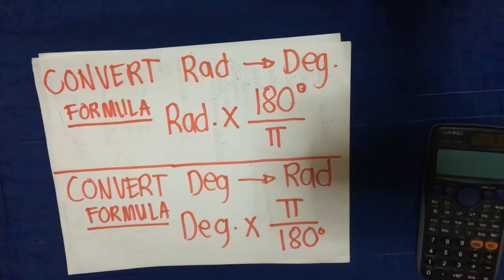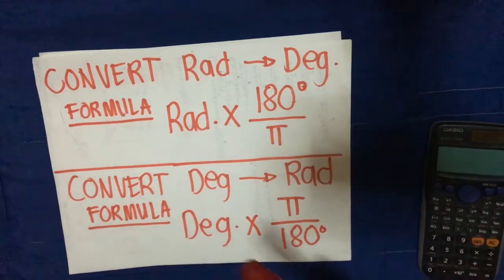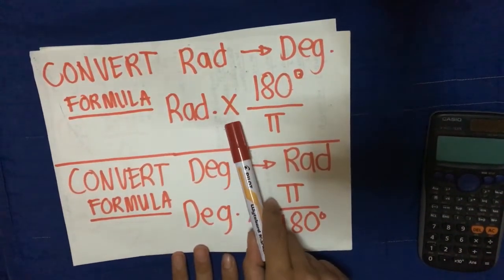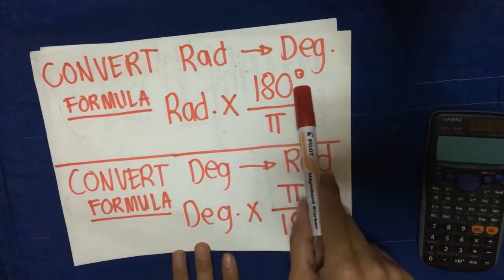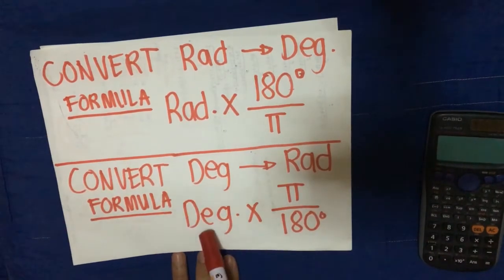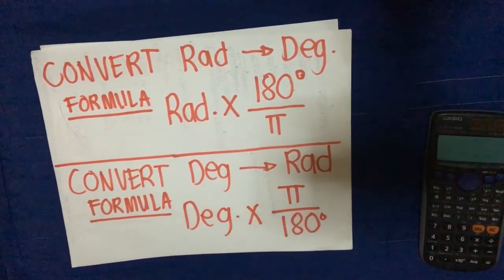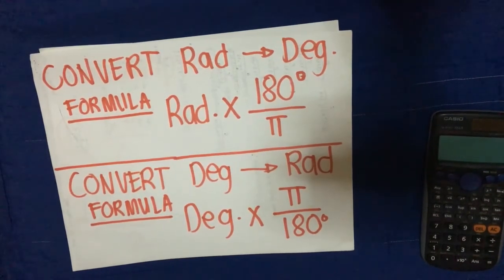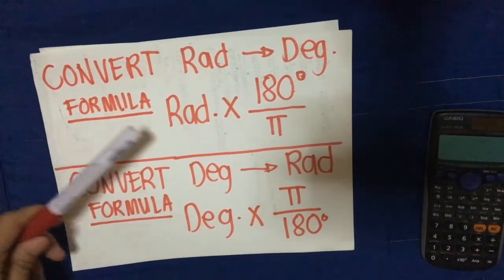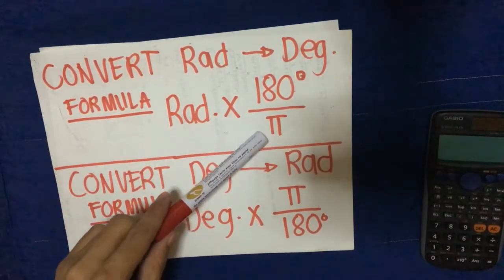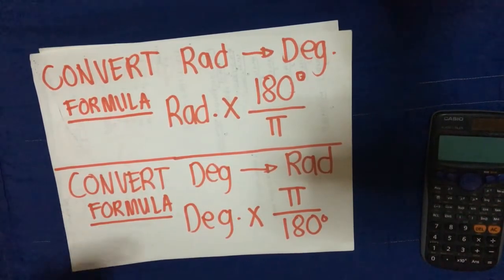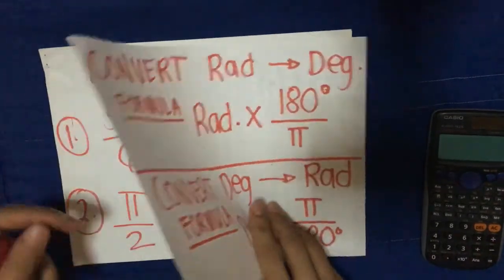So what is the formula for the first one? That is radians times, this is not a variable, this is a multiplication operation, radians times 180 over pi. And for converting degrees to radians, that is the given degrees times pi over 180. As you can observe, we have only two formulas, 180 degrees over pi and pi over 180. Once the given is radians, pi is at the denominator. Once the given is degrees, 180 degrees is at the denominator. That's how you remember that one.